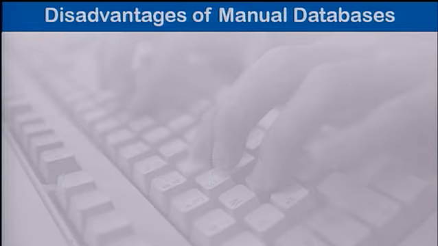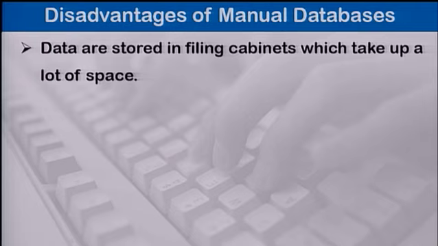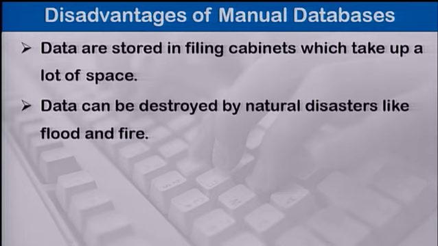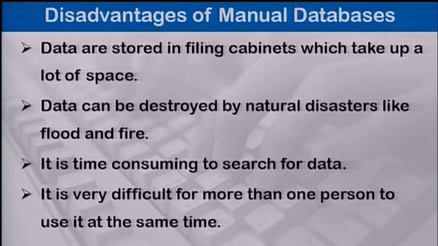We will now move to disadvantages of manual databases. Data are stored in filing cabinets which take up a lot of space. Data can be destroyed by natural disasters like flood and fire. It is time-consuming to search for data. It is very difficult for more than one person to use it at the same time.